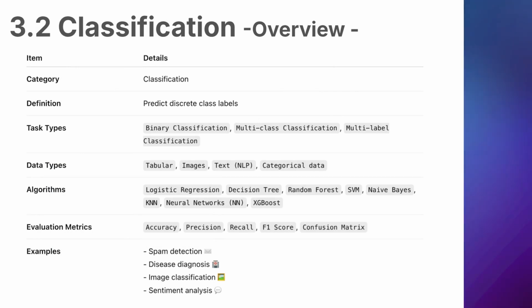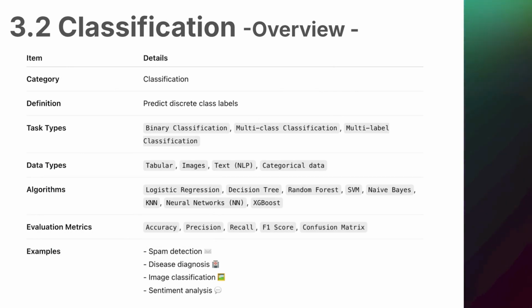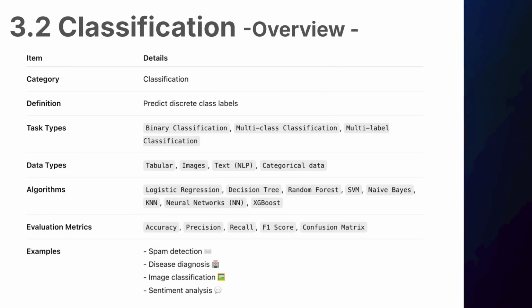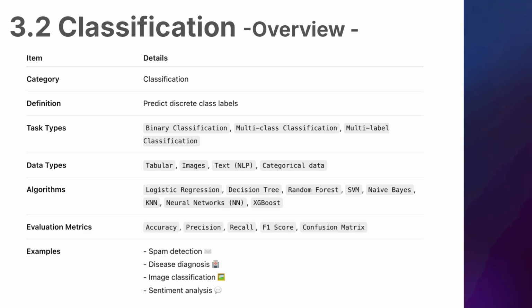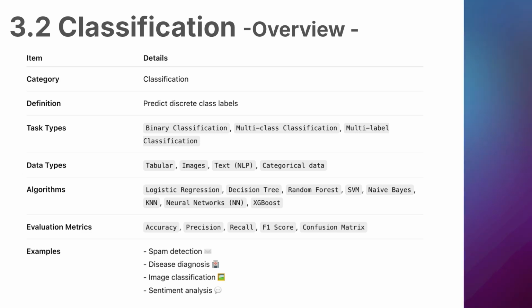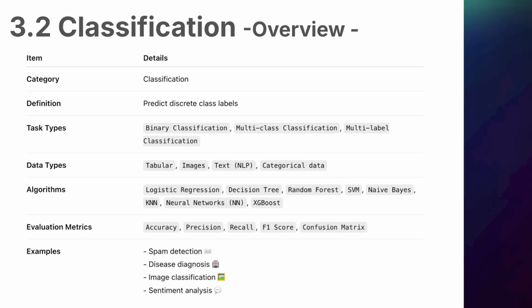Common examples of classification include spam detection in email systems, disease diagnosis from patient data, image classification like identifying dogs versus cats, and sentiment analysis of customer reviews. Let's try to work on the actual task in the next section.